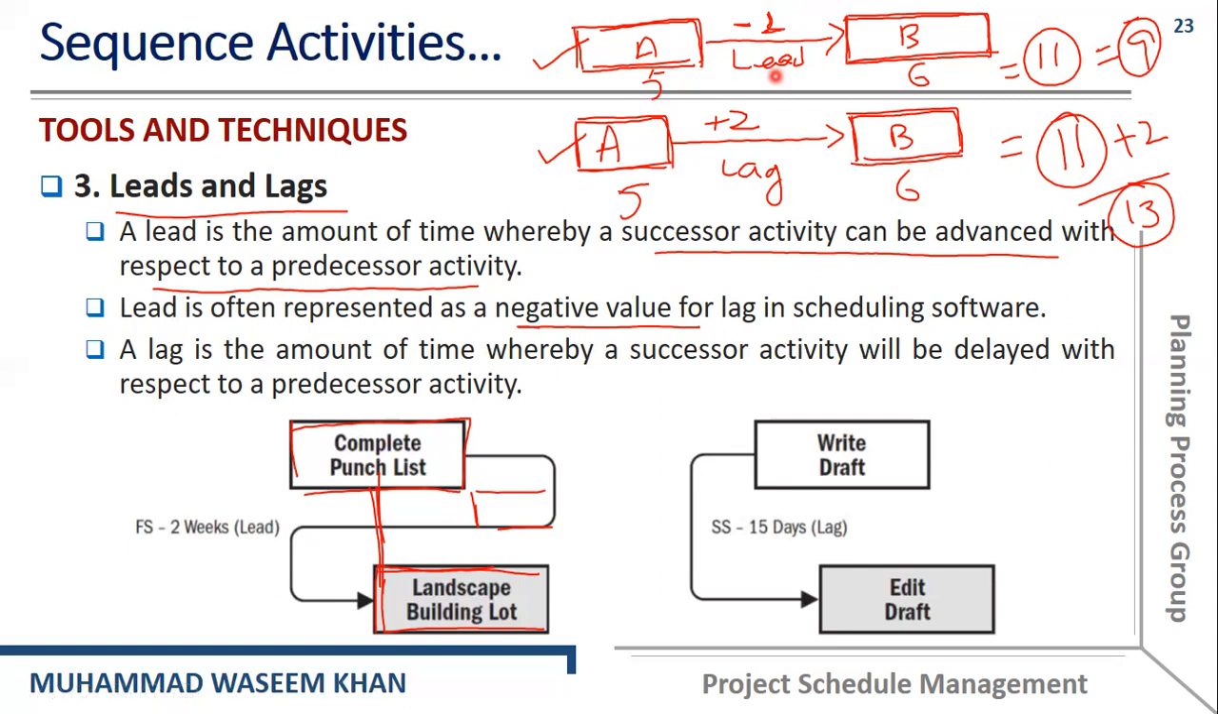आई होप कि आपको समझ आ गई होगी। So let me revise the definitions for lead and lag. A lead is the amount of time whereby a successor activity can be advanced with respect to the predecessor activity. So this is called lead. Lead is often represented as a negative value for lag in scheduling software. A lag is the amount of time whereby a successor activity will be delayed with respect to a predecessor activity.